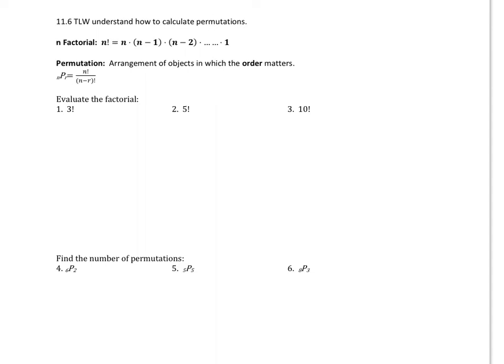Alright guys, today's goal: the learner will understand how to calculate permutations. So n factorial is written like this. You'll see more how it works out than from the equation, in a minute. Now, a permutation is an arrangement of objects in which the order matters.